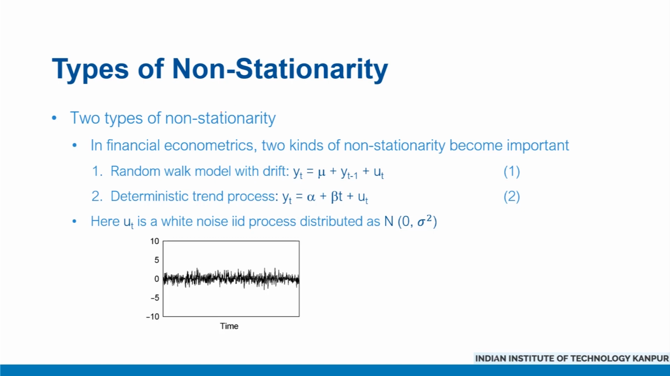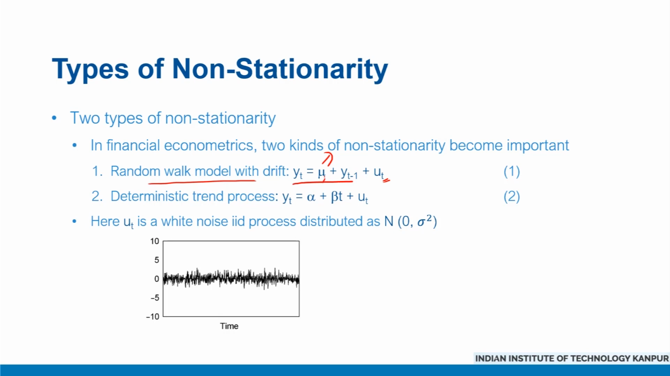Let us introduce the two key types of non-stationarity in financial econometrics. The two important non-stationary processes are, first, the random walk model with drift. This is also called stochastic non-stationarity. It appears like this: yt equal to mu, where mu is the drift, plus yt minus 1 plus the error term ut.